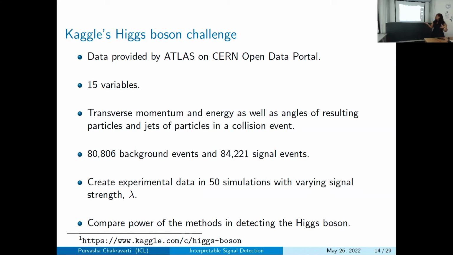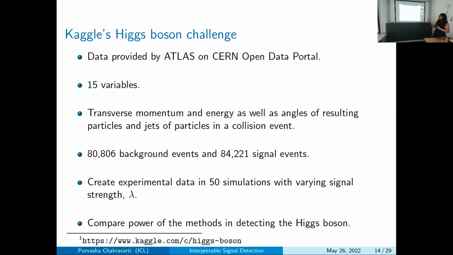In that case, what we did is we looked at what if you didn't know the model, and the model dependent case would be if you knew the model, right? So those would be the two different cases. And you have 15 variables. As I said, these are like momentums, energy, angles at which the jets hit the detector. Those are basically your variables.